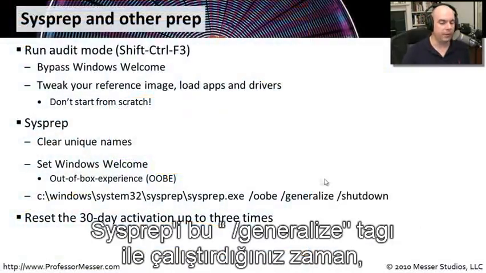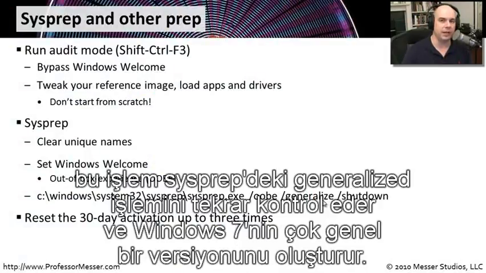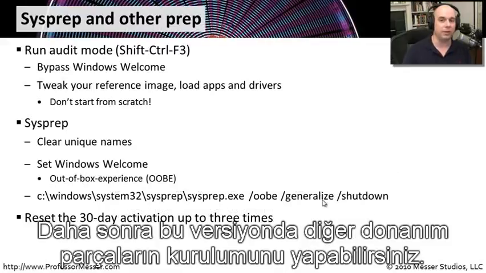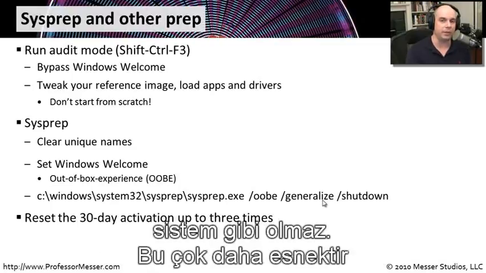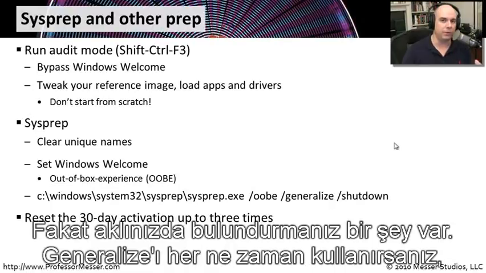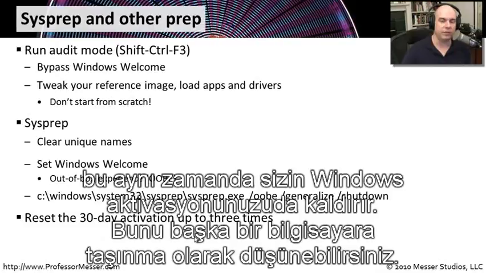When you run sysprep with that generalized tag, that /generalize, or you check that generalize box on sysprep, it is really creating a very generic version of Windows 7 that you could then install on other pieces of hardware that might not be exactly the same as the system you used to actually create the image to start with. That adds a lot of flexibility. But one thing to keep in mind is whenever you use generalize, it also resets your Windows activation. After all, it thinks you're moving it to another computer.